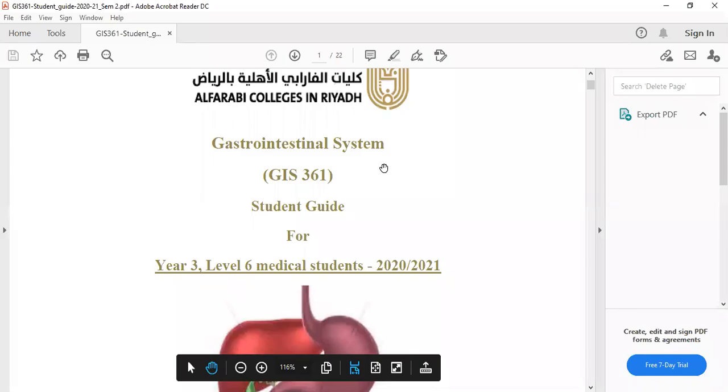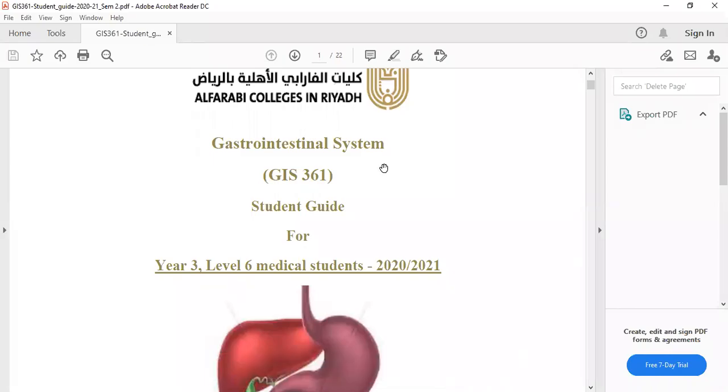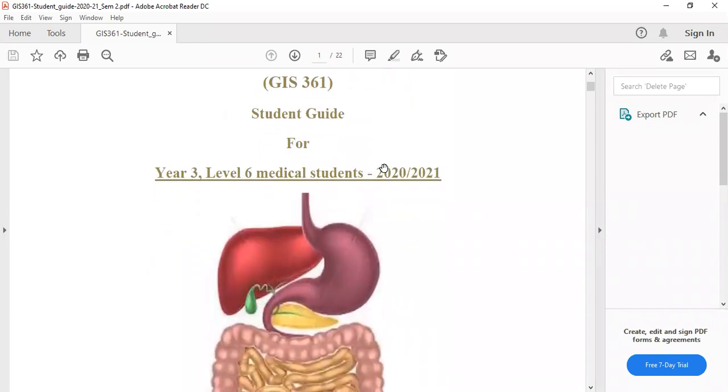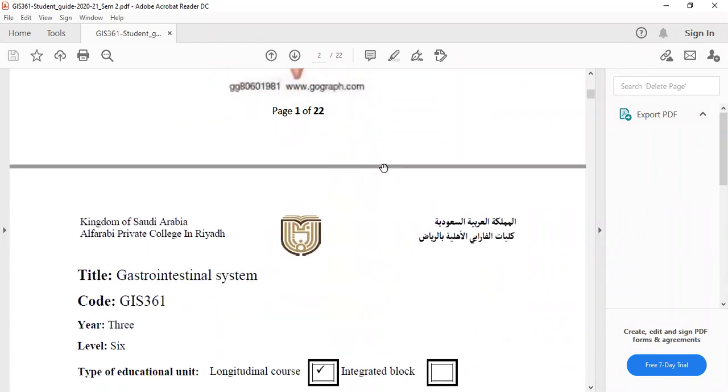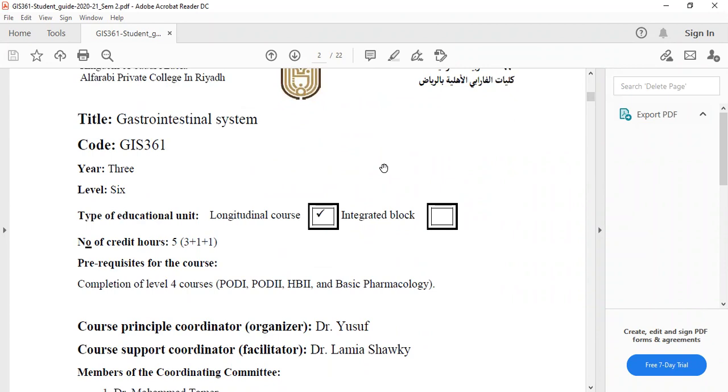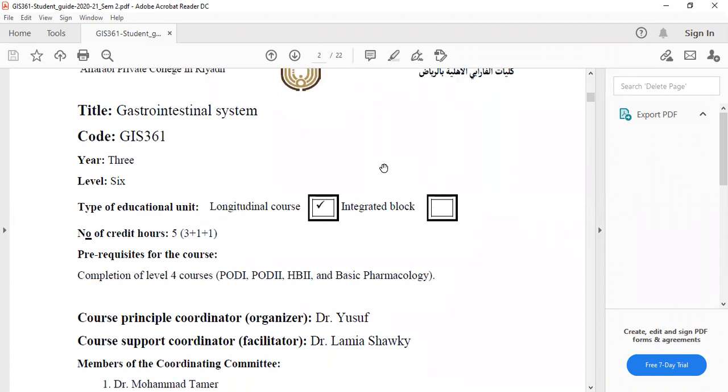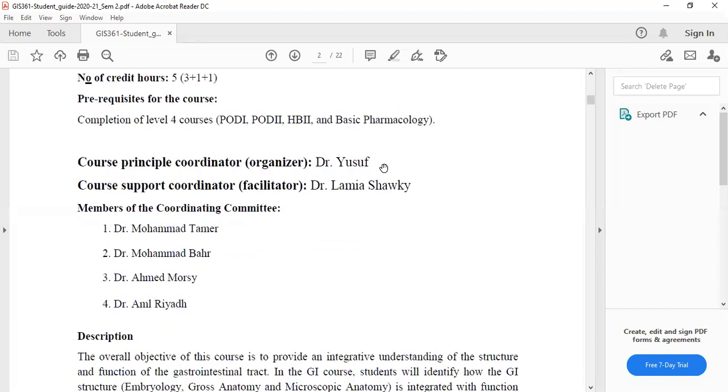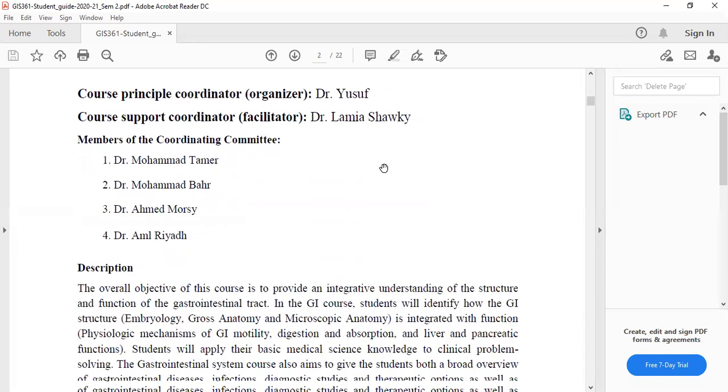Okay, so in this gastrointestinal system, that is the GI system, this is a student guide here. As you know, this block will have 5 credit hours: 3 hours for the lecture, one for the practical, and one for the clinical skills and other activities. So totally 5 credit hours, and this will run for 15 weeks.